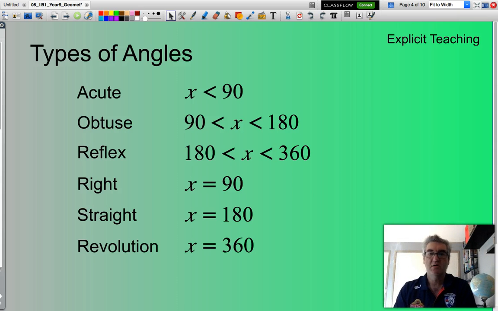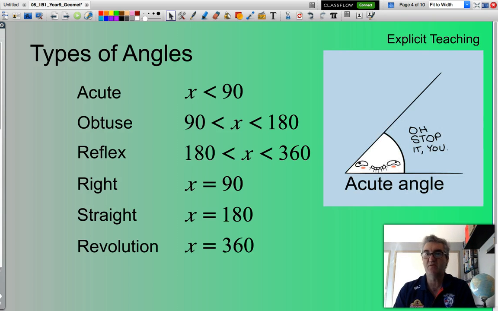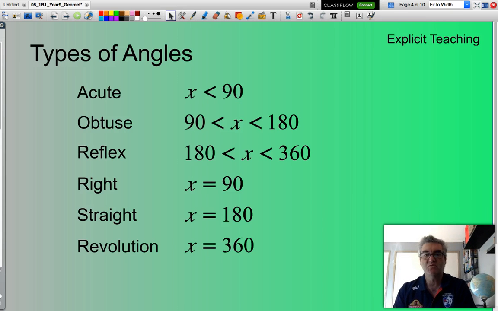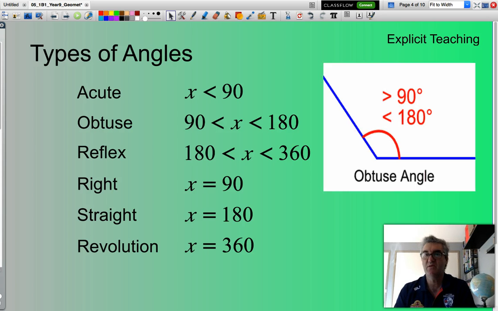Now, if an angle is less than 90 degrees, it is called acute. So an example of an acute angle is one of these. If an angle is between 90 degrees and 180 degrees, that is, the angle is greater than 90 degrees and it's less than 180, it is called obtuse. There is an example of an obtuse angle. It is greater than 90 degrees and less than 180 degrees.